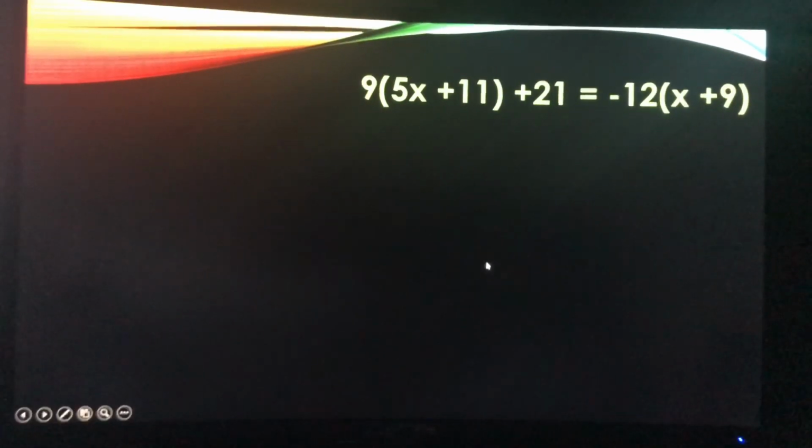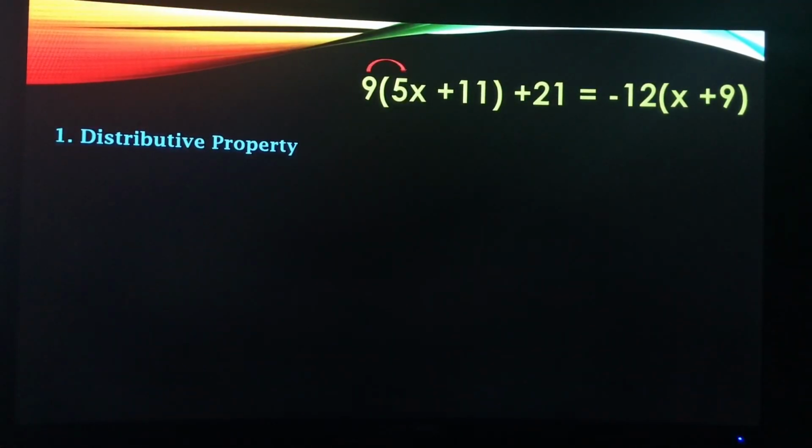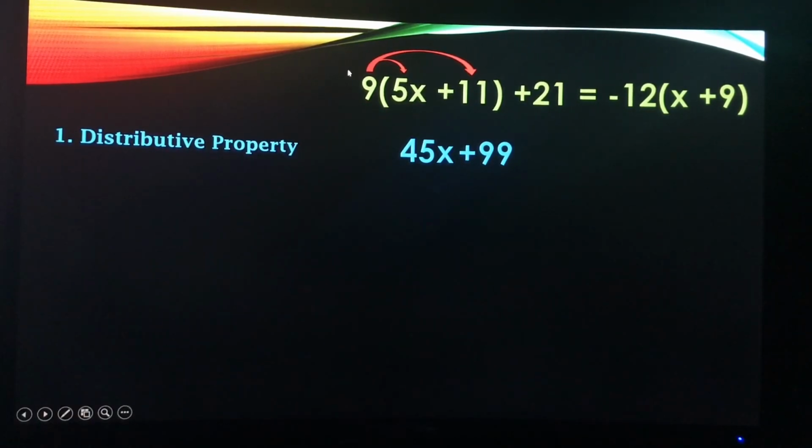Remember, my step 1 is always going to be the same. It doesn't matter what problem you have, and that's to distribute. Well, if you take a look at this problem, I've got parentheses on both sides. So, first I'm going to distribute the 9 to the 5x and get 45x. I then am going to distribute that 9 to the 11 and get 99. It's a positive 99 because both my 9 and my 11 were positive. I bring down my 21 and then I move to my right side.